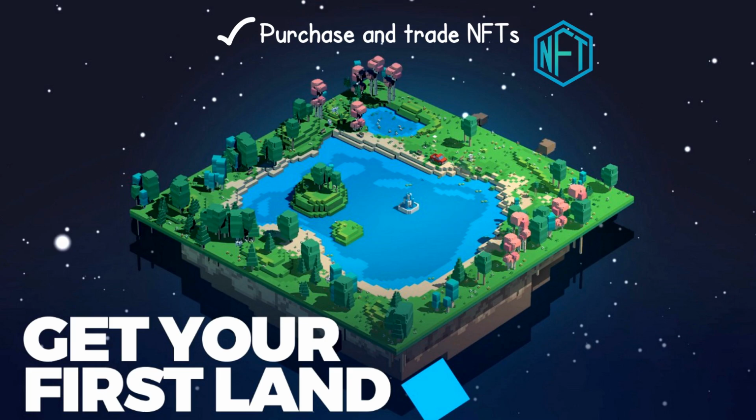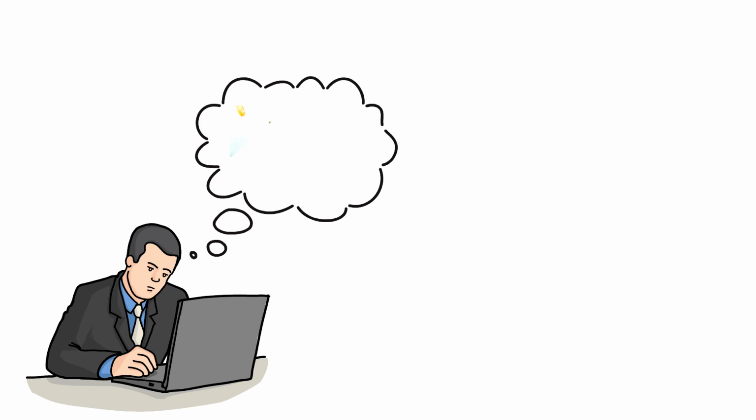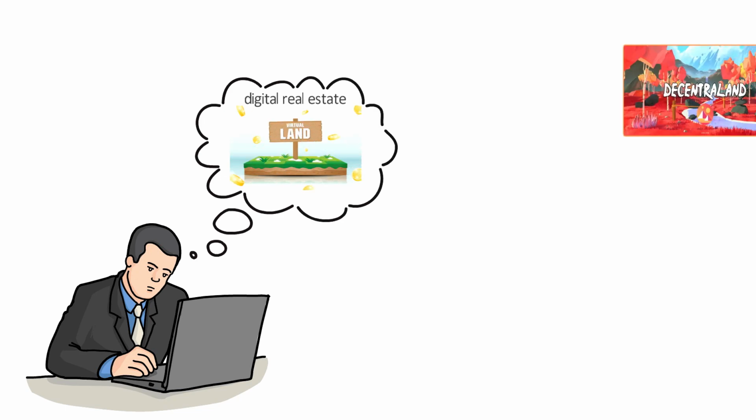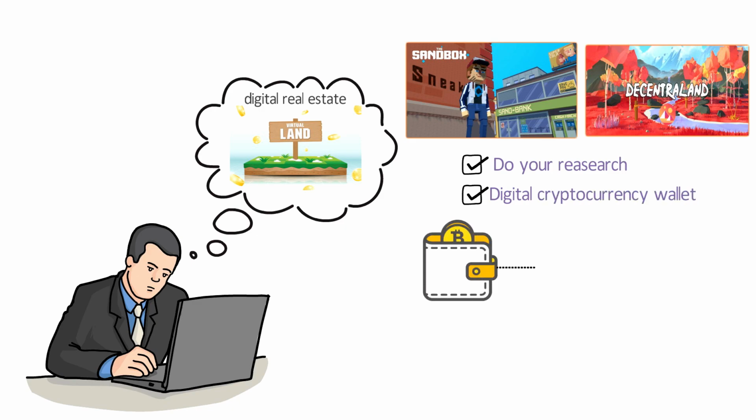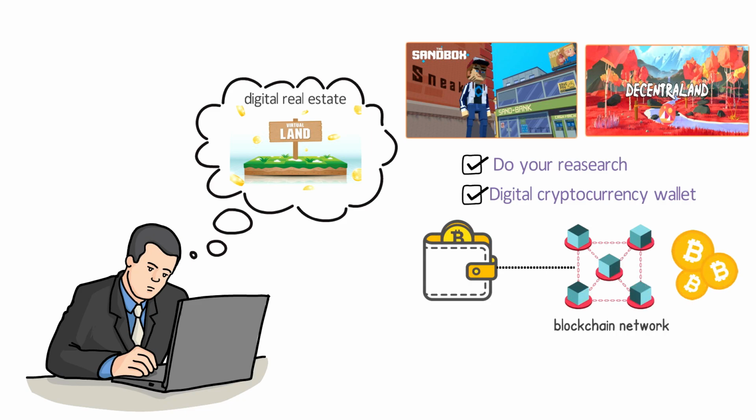Here's how to go about it. A user who wants to buy digital real estate in the metaverse must first figure out which platform he wants to buy it on. Decentraland and the Sandbox are the two popular choices, but there are others. Before purchasing any metaverse land, do your research. The user must first establish a digital cryptocurrency wallet, which is a type of computer program that connects to a blockchain network and saves cryptocurrency while also being compatible with the metaverse platform's blockchain.